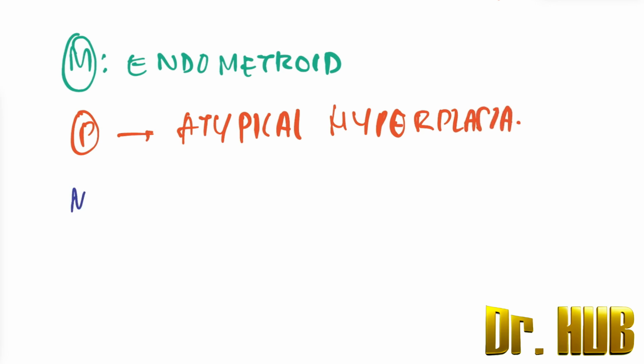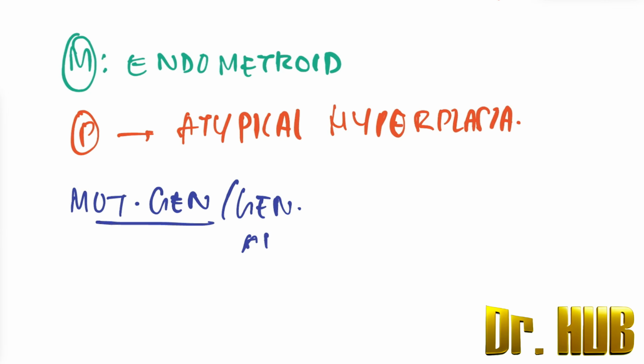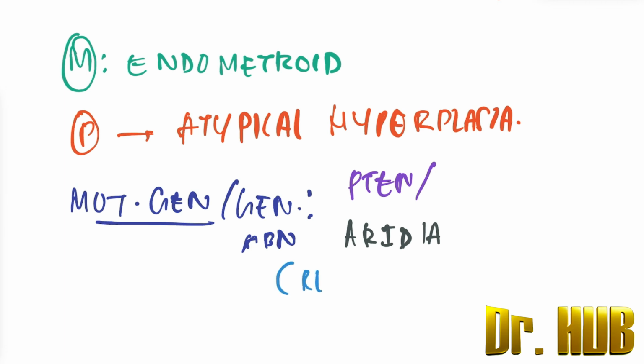And then comes the mutated genes or the genetic abnormalities. What does this include? Under type 1, there is PTEN. Then comes ARID1A. What is this? This is a regulator of the chromatin.